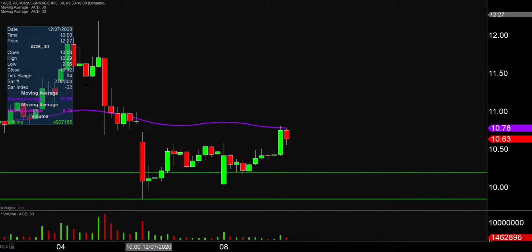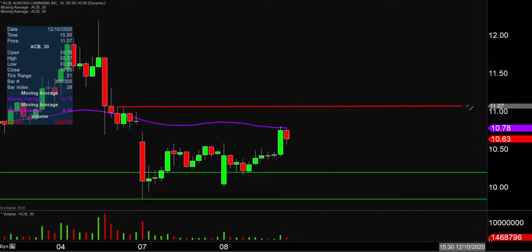If the price can push up through that level, then the next key area of resistance would be right up there around the $11.10 mark. So keep an eye on those couple areas moving forward. But all in all, nice movement today, continuing to work itself off those lows from Monday, and we'll see if the price can continue to build upon this momentum moving forward.